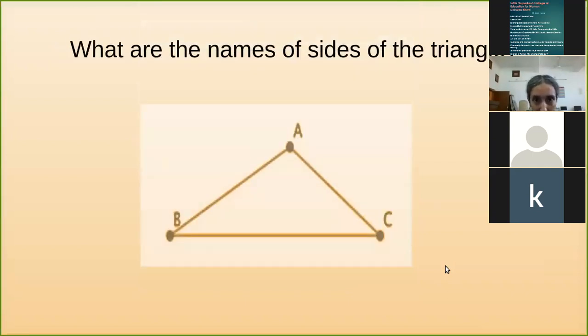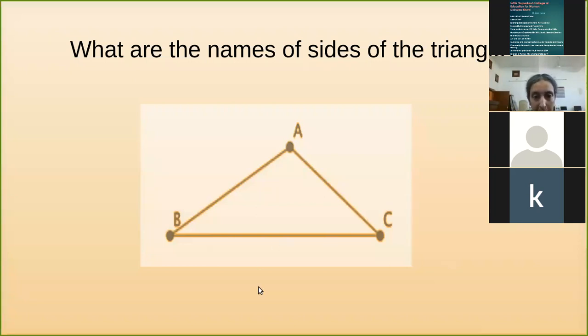Names of sides of the triangle which is given in the picture, you have to tell the names of the sides of the triangle. Very simple. Yes, unmute yourself. Tell me, what are the names of the sides of the triangle? AB, BC and CA. Yes, very good.